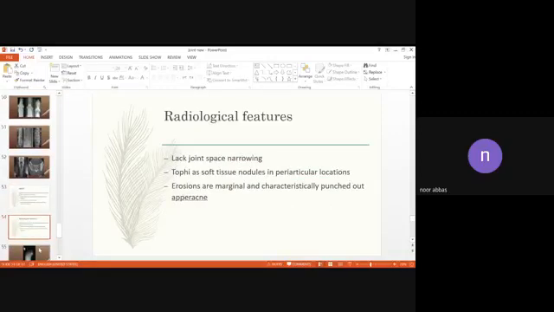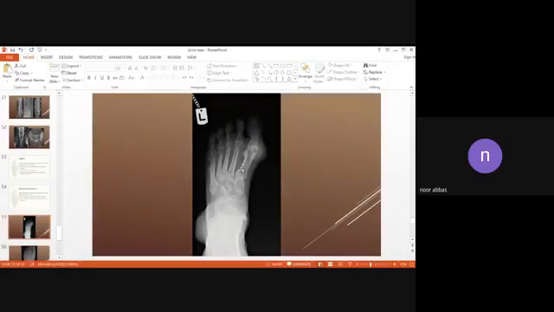So gout is a deposition arthropathy of crystals that will cause the changes of erosions that we see, similar to rheumatoid arthritis. But the difference is that there is a relative lack of joint space narrowing. Tophi are soft tissue nodules in periarticular locations. The erosions in gout are marginal and characteristically punched out in appearance.